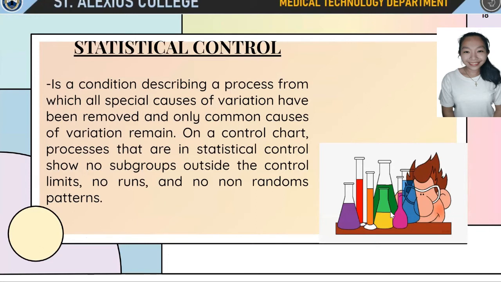Statistical control is a condition describing a process from which all special causes of variation have been removed and only common causes of variation remain. On a control chart, processes that are in statistical control show no subgroups outside the control limits, no runs, and no non-random patterns. So the use of statistical control is to remove the influence of a particular factor that could not be eliminated or controlled by the experimental design in order to better analyze.